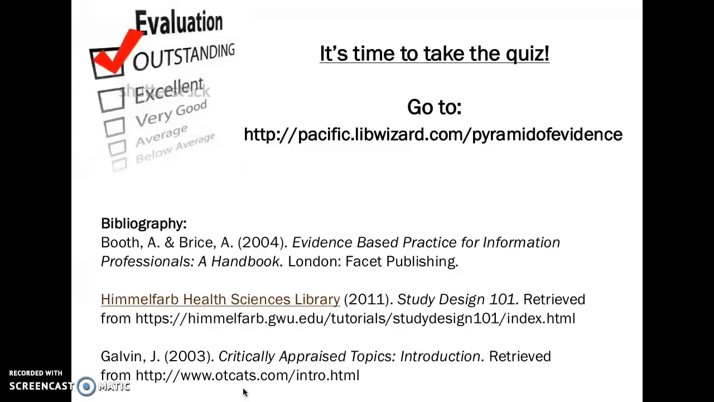And I've also included the bibliography. We referred to Evidence-Based Practice for Information Professionals, the handbook by Booth and Bryce. We also looked at the Study Design 101 pages from Himmelfarb Health Sciences Library. And we also reviewed Critically Appraised Topics Introduction by Galvin.